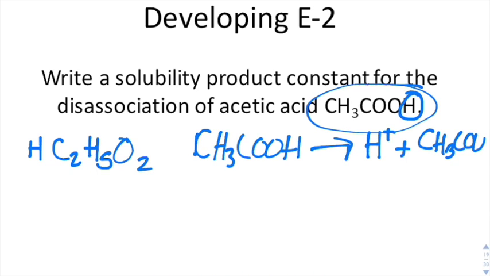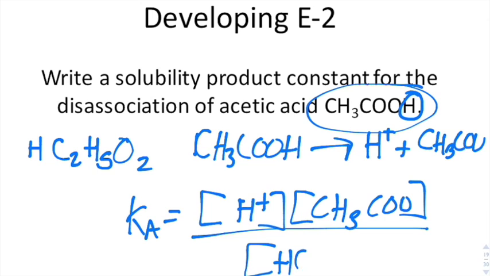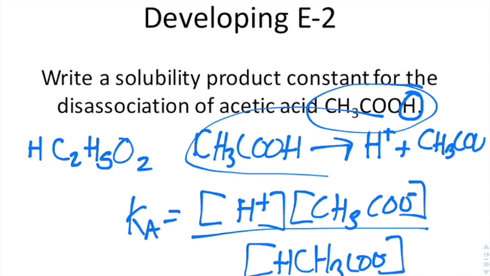Now to write a Ka expression, you should recognize that this right here is not a strong acid. So because of that, I'd write Ka is equal to [H+][CH3COO-] over [CH3COOH]. Okay, and that's your dissociation expression, your equilibrium or solubility product constant for the dissociation.